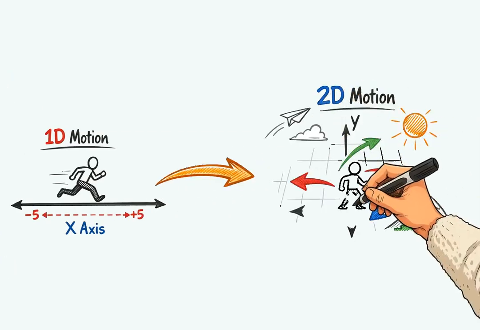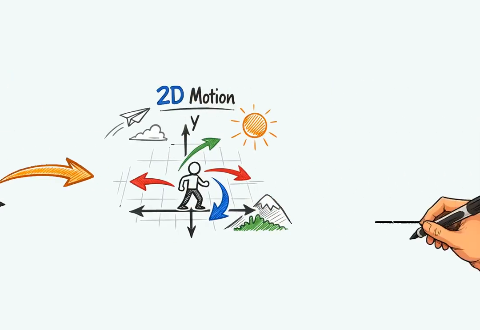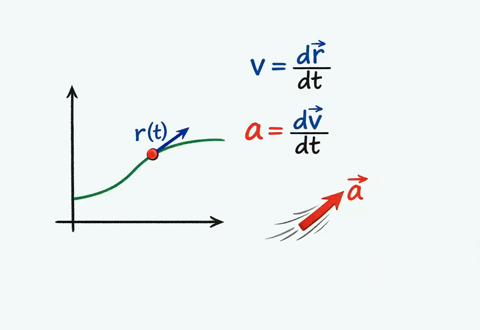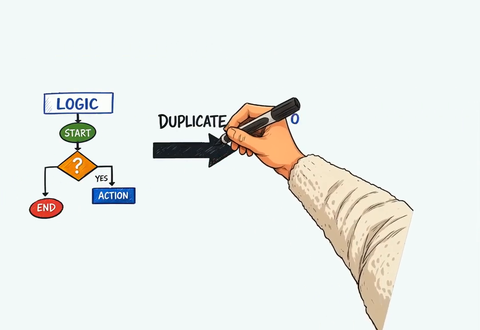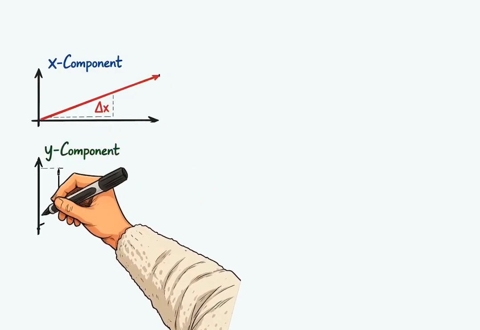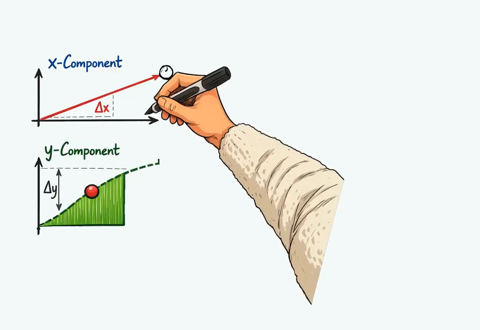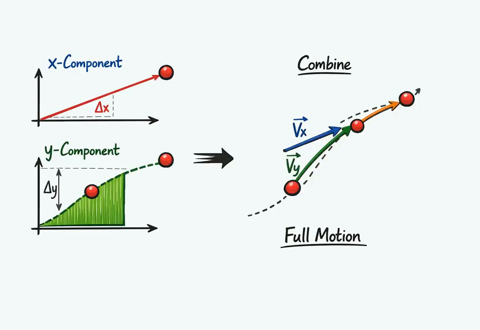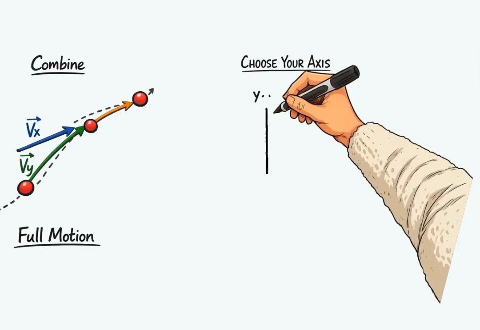All of this sets up the next step, when motion stops living on a single axis. In 2 dimensions, position becomes r vector of t, velocity vector v equals d vector r over dt, and acceleration vector a equals d vector v by dt. Survey Ch 4. The comforting part is that the logic doesn't get replaced, it gets duplicated. You treat the x and y components independently with the same slopes, areas, and sign discipline you practiced here, then recombine them to describe the full motion.